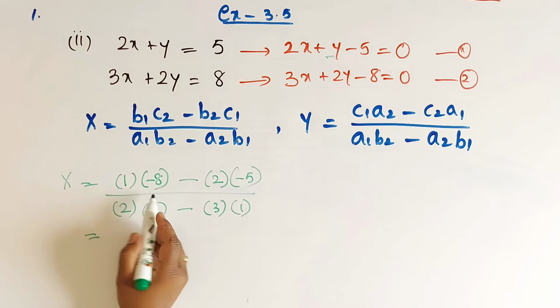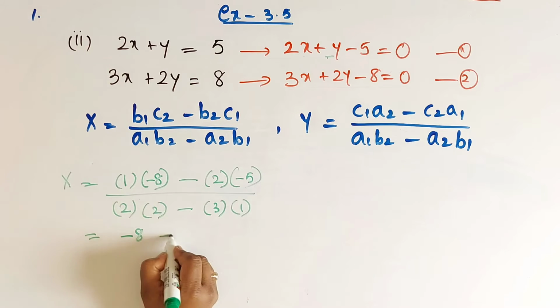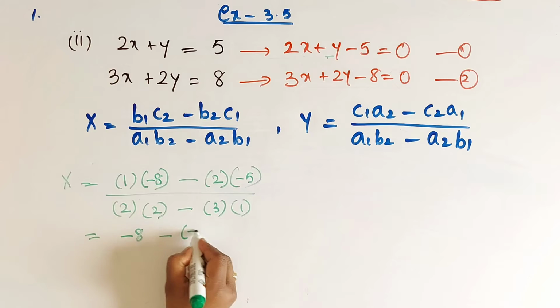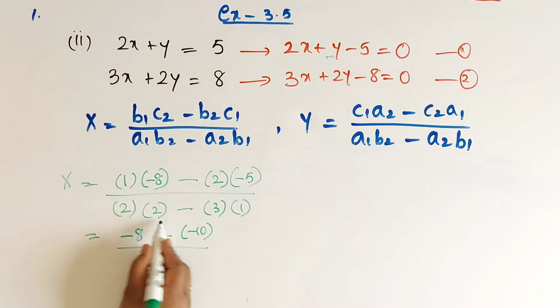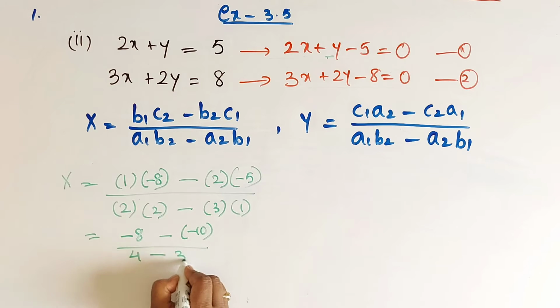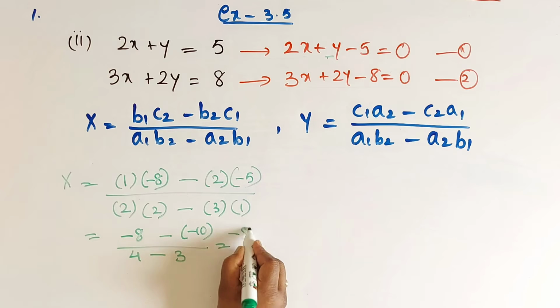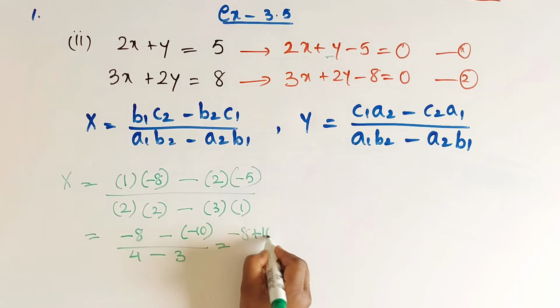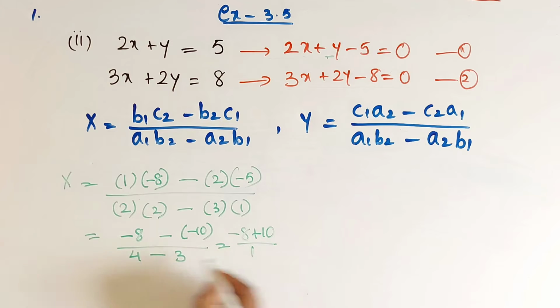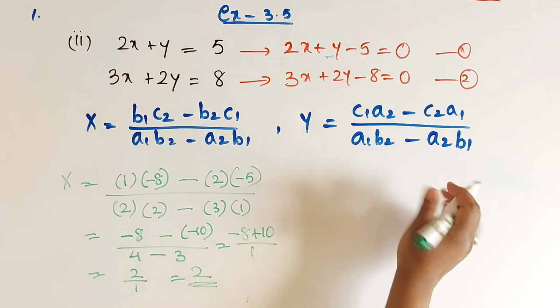Now this equal to 1 into minus 8, minus 8. Minus of 2 into minus 5, minus 10. Divided by 2 2s are 4, minus 3 1s are 3. Minus 8, minus into minus 10, plus 10, children. Divided by 4 minus 3 is 1. Minus 8 plus 10, it is 2 by 1, that equal to 2. X value is 2.